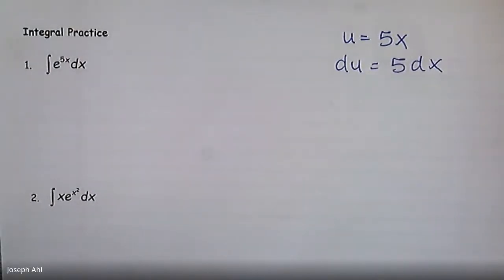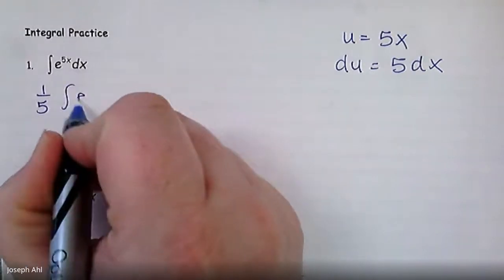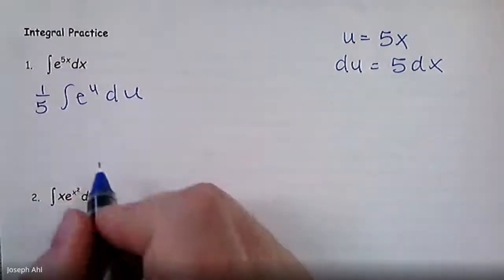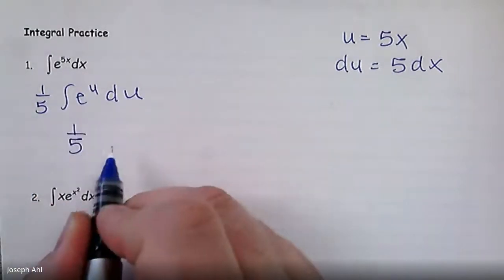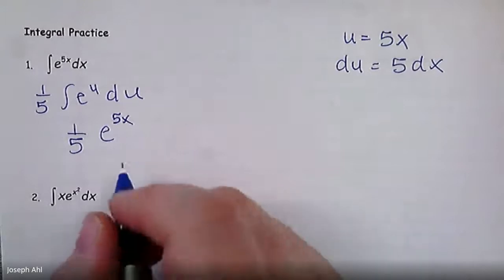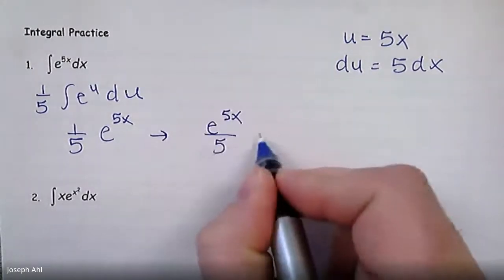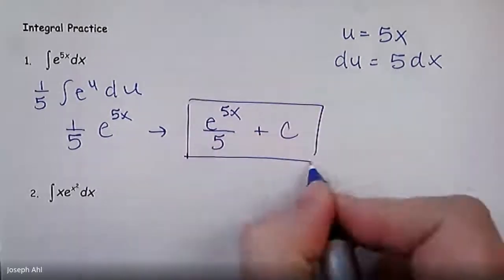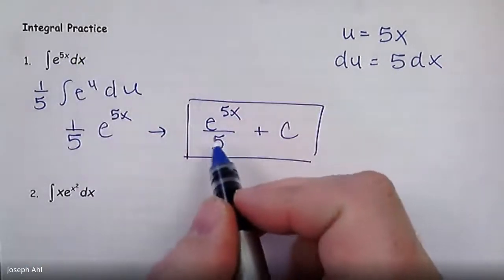So of course, to keep this balanced, we're going to have to put a 1/5 out front of e to the u du. And the antiderivative of e to the u is e to the u, where u is 5x. Don't forget about plus c, so I'm going to write this as e to the 5x over 5 plus c. So we can probably pretty quickly now think about if we have an exponent up here, we're going to be dividing out front by that constant.